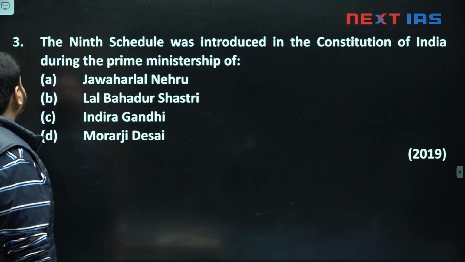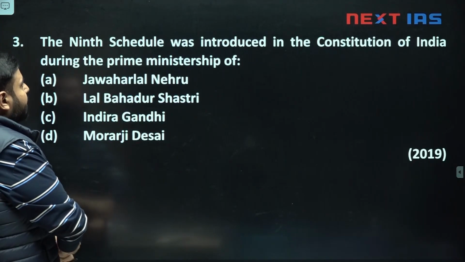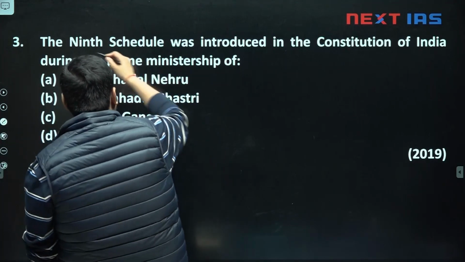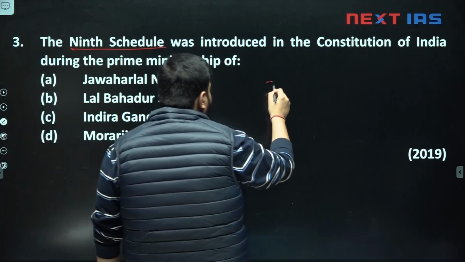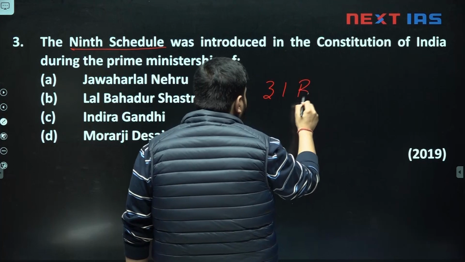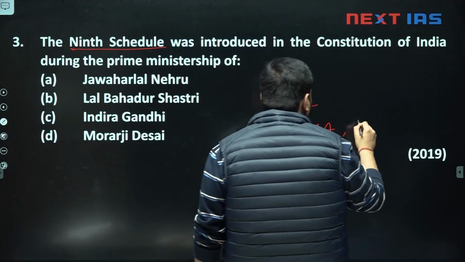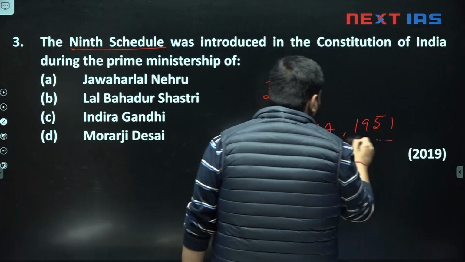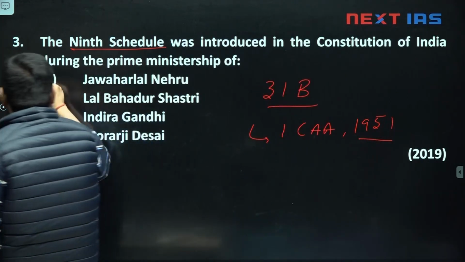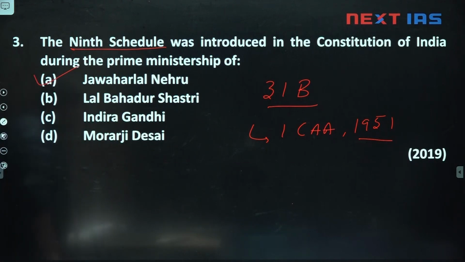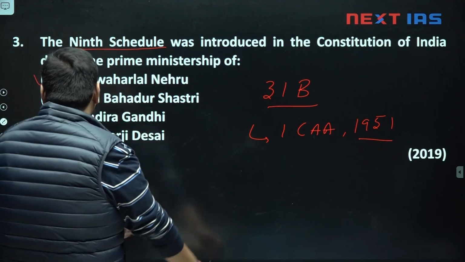Then next, the 9th schedule was introduced in the Constitution of India during the Prime Ministership of? 9th schedule, it also added Article 31B, added through first Constitutional Amendment Act 1951. And in 1951, who was the Prime Minister of India? Pandit Jawaharlal Nehru. So answer is A, Pandit Nehru.